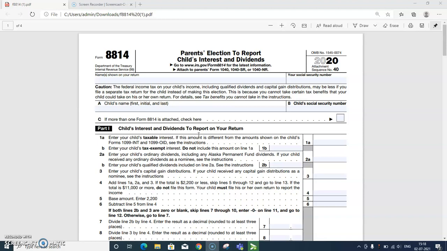So guys, I have already told you that this is basically a complicated form, one of the complicated forms of 1040. So whatever I have discussed, I will show you in the software so that you have a better idea.